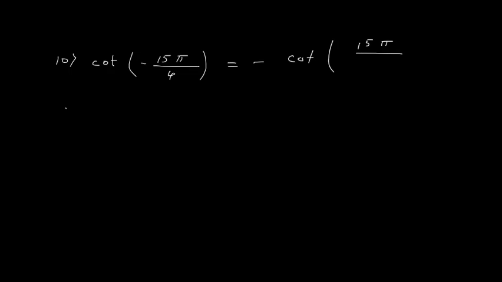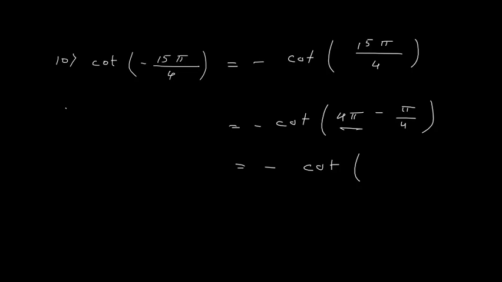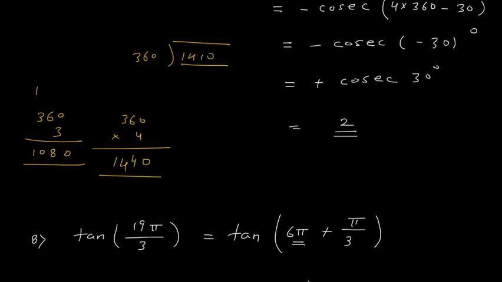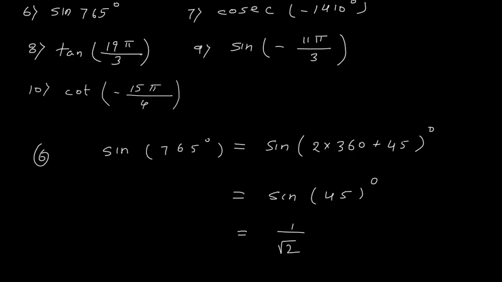15 pi by 4. Now this you can write as minus cot of 4 fours are 16, that is 4 pi minus pi divided by 4. Okay, simple. So this is minus cot. Now I will not consider this 4 pi angle, it is minus pi by 4, minus minus I will have plus, so it is cot pi by 4, and the value of cot pi by 4 is 1. Cot pi by 4, cot 45 degree, the value of cot 45 degree is 1. So we got the value of cot of minus 15 pi by 4.